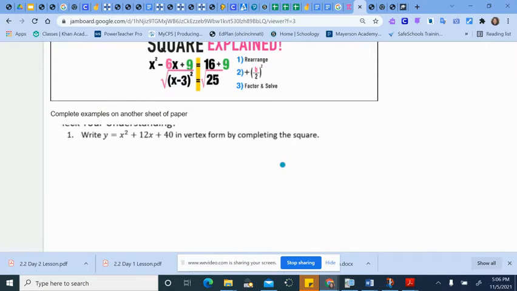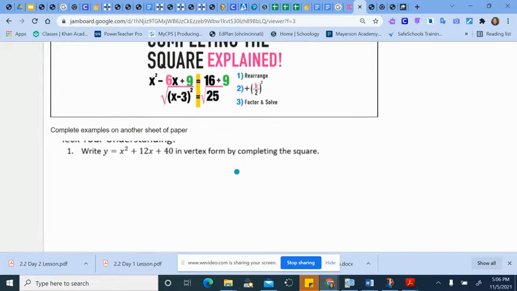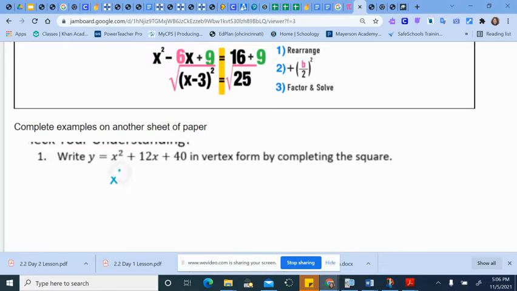So the most helpful part of this is actually doing an example. So it tells you step 1, rearrange, then add half of the middle term squared, and then factor and solve. So x squared plus 12x plus, and we're going to leave a space here, blank, equals, and we're going to move this 40 over to the other side of the equal sign.